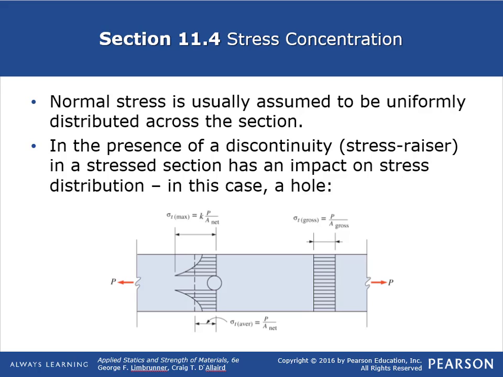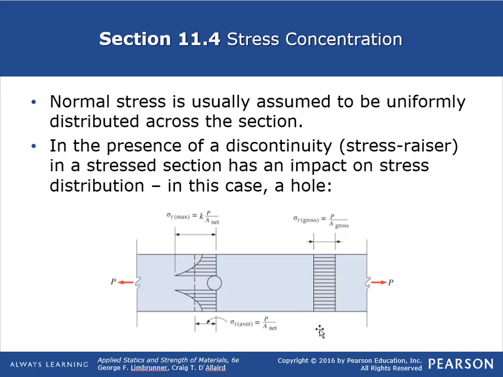So far, when we talked about an axially loaded part, we always talked about the stress as being what we call the average stress, where we take the load that's applied to the part and divide it by the cross section. And what that gives us is a uniformly distributed stress across the cross section. That's what this picture here tries to display.